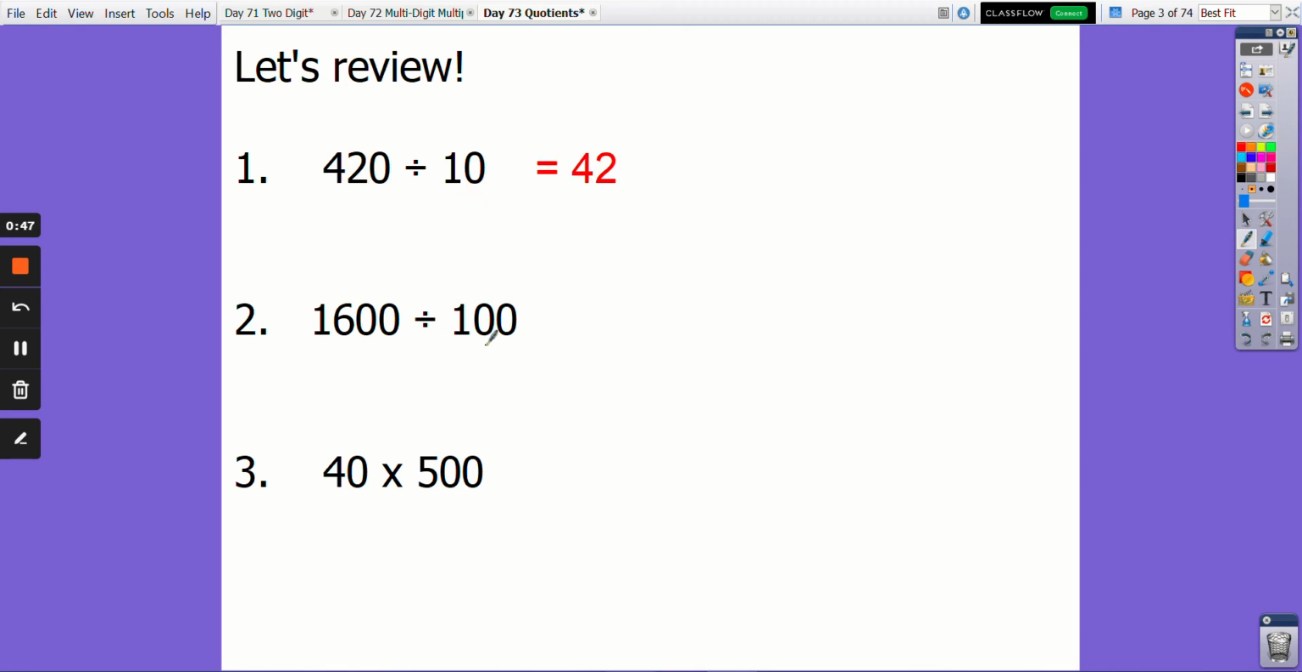With 100, we're going to move our decimal 2 times to the left. So if we start here, 1, 2, we're going to end up with 16. Now when we're multiplying, we've got 4 times 5 is 20, and then we have 1, 2, 3 more zeros. So we end up with 20,000.